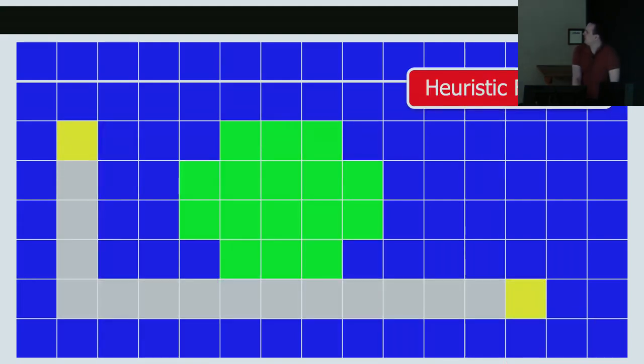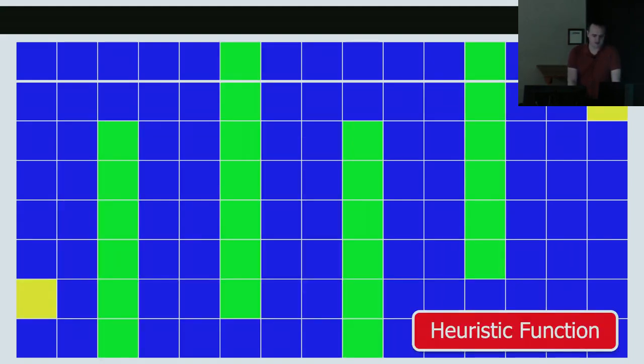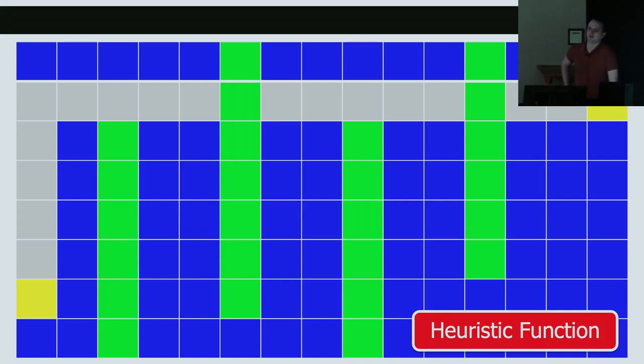However, this one right here works out really, really well in this case. But in this case, the same heuristic function is not so accurate, right? Because the actual path is much, much longer than that. But it's still a guess.